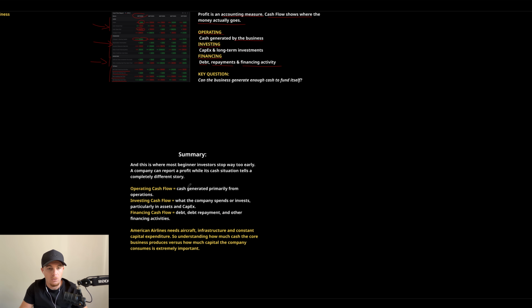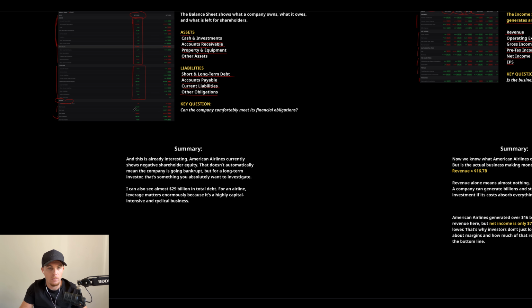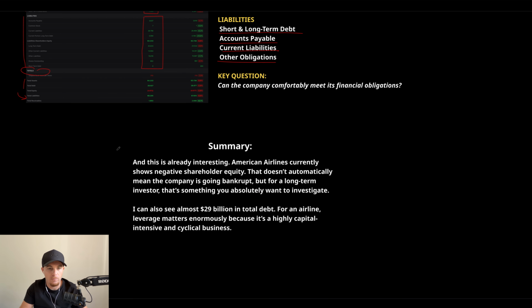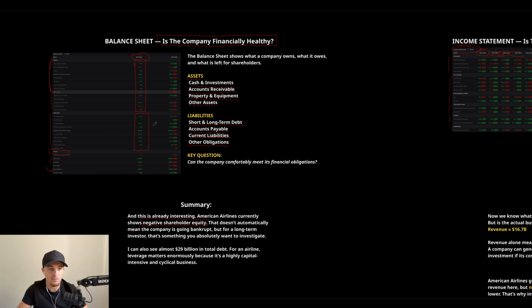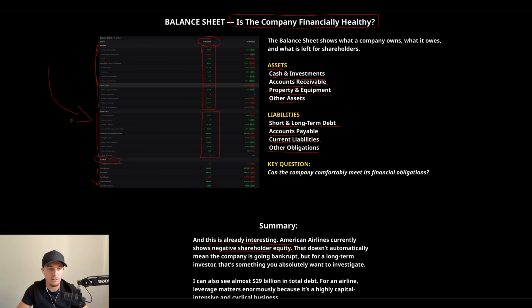But again, to make a quick summary, if we go back to the balance sheet, American Airlines currently shows negative shareholder equity. But let me explain. That doesn't automatically mean that the company is going bankrupt. Absolutely not. But for a long-term investor, that's something you absolutely want to investigate, because you want to be sure that the negative shareholder equity is not increasing over time. You have to be careful about it. And that's exactly why you're analyzing all this kind of data.